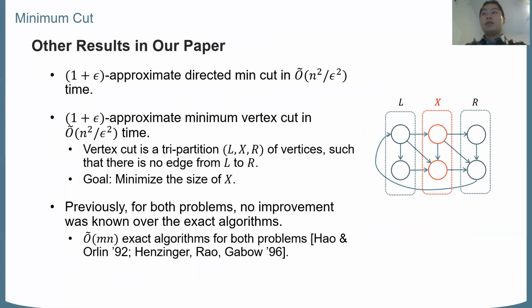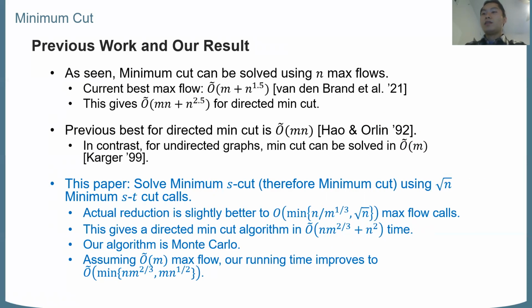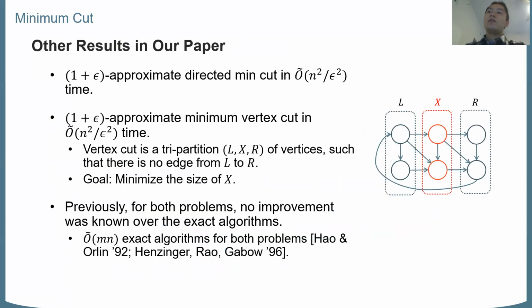We have just shown that for the directed min cut problem, we can solve it in at least n^2 time, right? And it will be larger than n^2 for dense graphs. But if we allow approximation, then the running time can be improved to n^2. So this is also our new result, improved to near quadratic time.